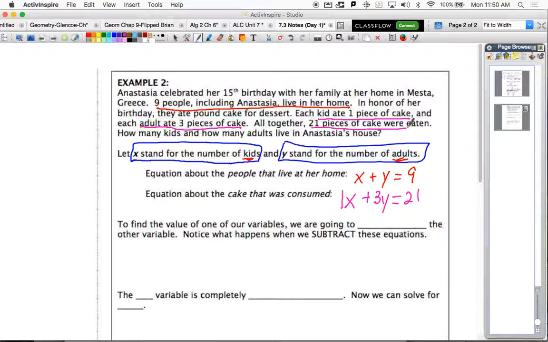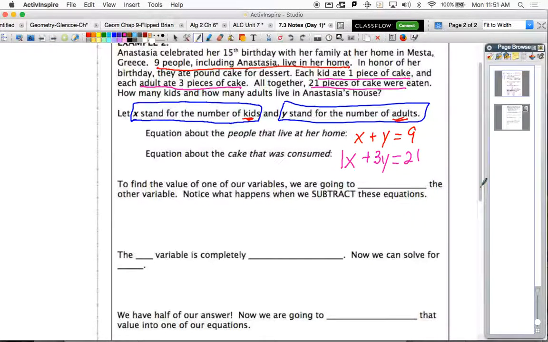All right? So now we're going to solve this system and figure out how many kids and how many adults there were, and we're going to do that with the elimination method. To find the value of one of our variables, we are going to eliminate the other variable. This time, though, instead of adding the equations together, we're going to subtract the equations. So I'm just going to rewrite the 2 equations. x plus y equals 9. And then x plus 3y equals 21.